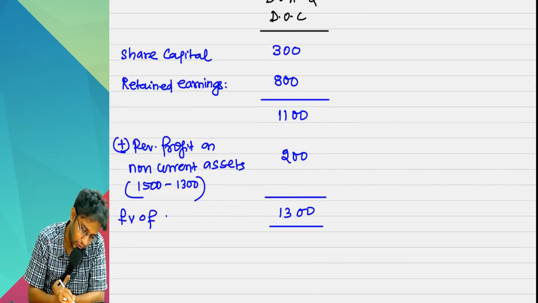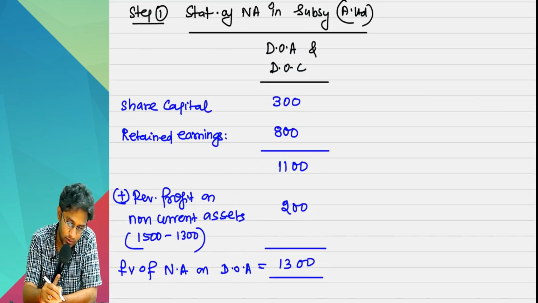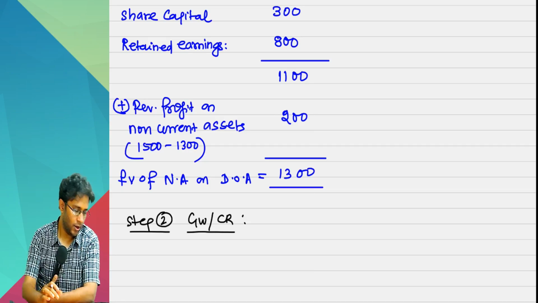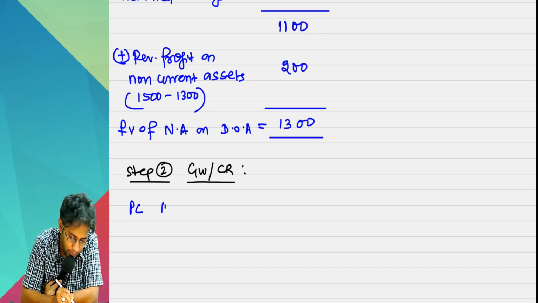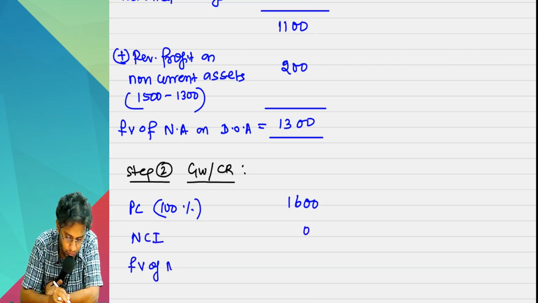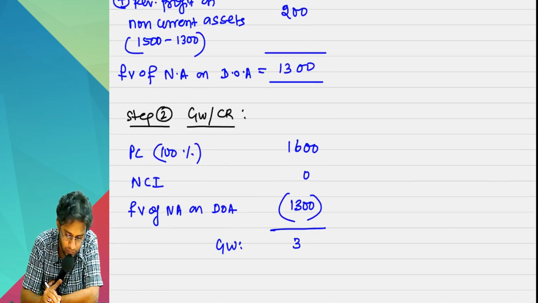This is the fair value of net assets on the date of acquisition. Chalo sir, step number 1 is sorted. Step number 2: goodwill or capital reserve. PC for 100% acquisition 1600. NCI is 0. Net assets on the date of acquisition 1300. So that will create a goodwill of 300.